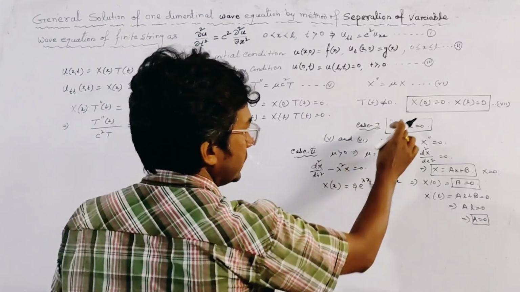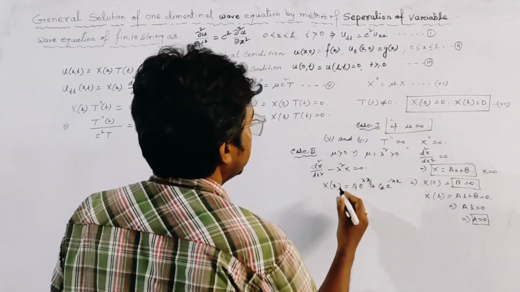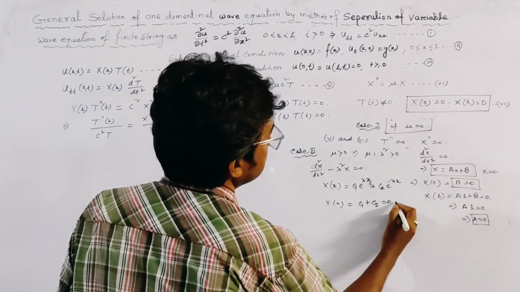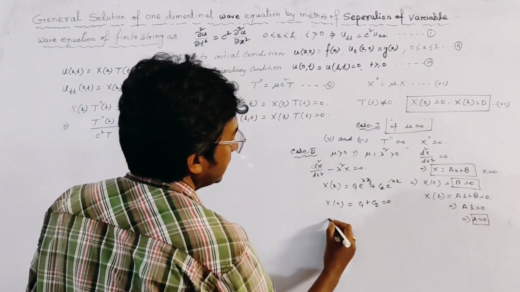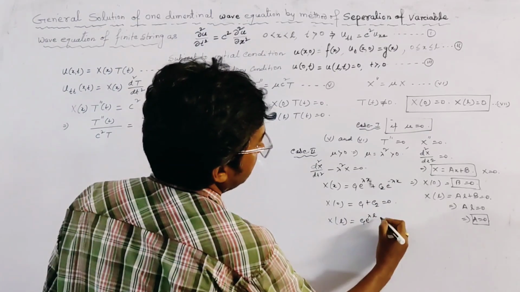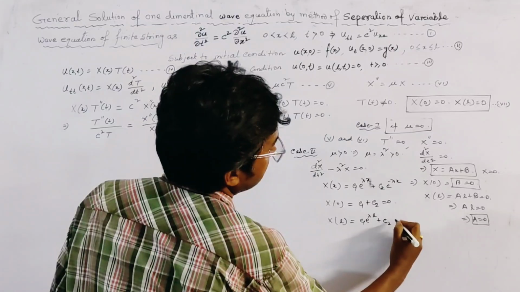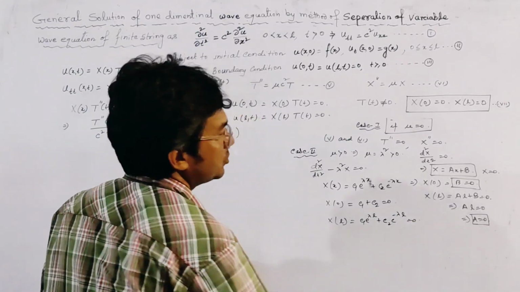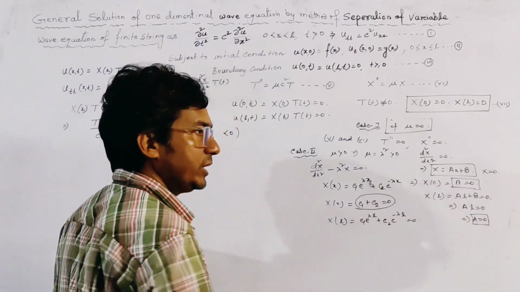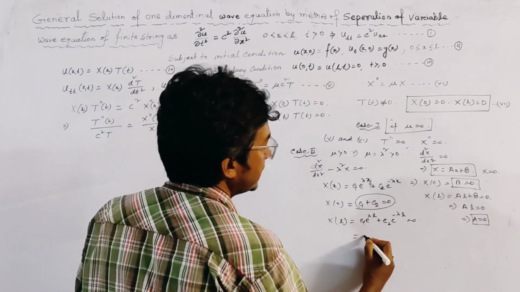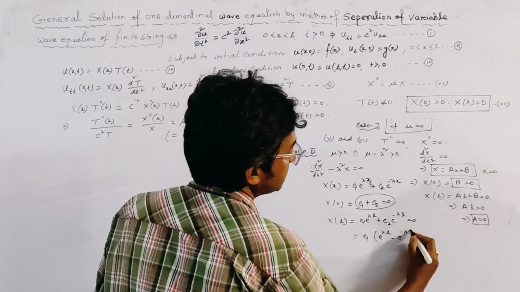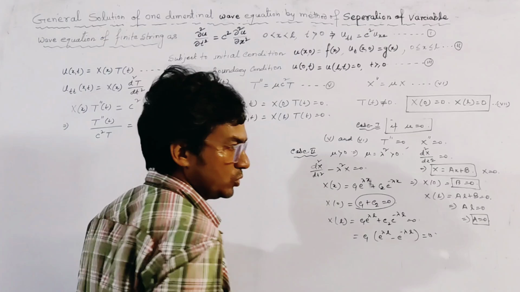Now we put x equal to 0 here, so X of 0 is c1 plus c2, which is 0, and X of L is c1 e to the power lambda L plus c2 e to the power minus lambda L, equal to 0. From this relation we get c1 equal to minus c2, and getting the relation c1 into e to the power lambda L minus e to the power minus lambda L equal to 0.